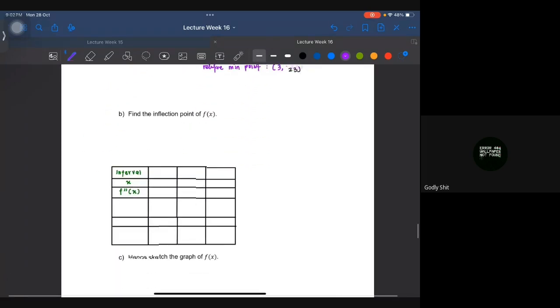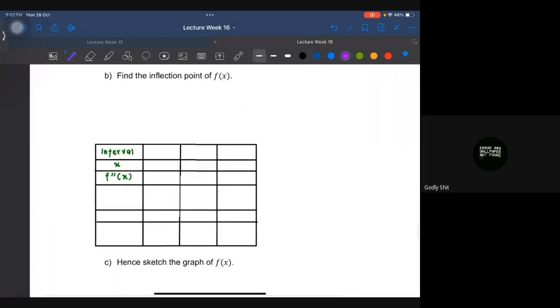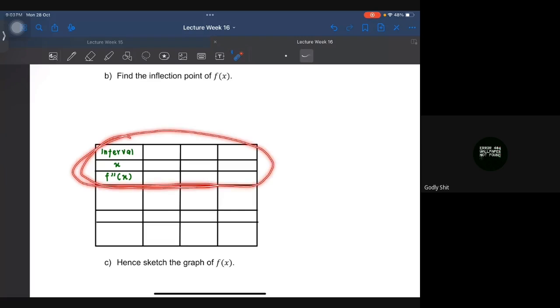Okay, so next dia suruh kita cari inflection point. Okay, so dekat sini saya lukis table kita ada extra row sikit dekat bawah. Nanti saya akan explain apa function row yang dekat bawah ni. Okay, so kita fokus dulu pada bahagian atas dekat sini, sebab bahagian atas ni is the only part yang awak akan guna untuk cari inflection point lah. So you just need to have the interval, the test value as well as the f double prime. Okay, saya tukar dekat sini, saya guna perkataan TV.